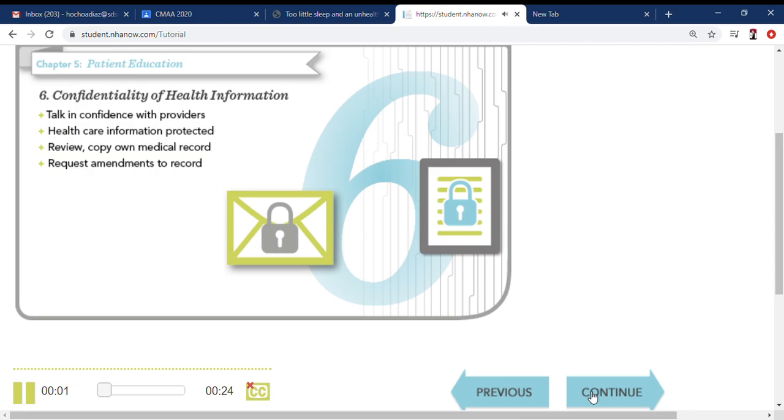Sixth, confidentiality of health information. Patients have the right to talk in confidence with providers and have their healthcare information protected. While physicians own the medical records, patients have the right to review and copy their own medical record and request that the provider amend the record if it's not accurate, relevant, or complete.